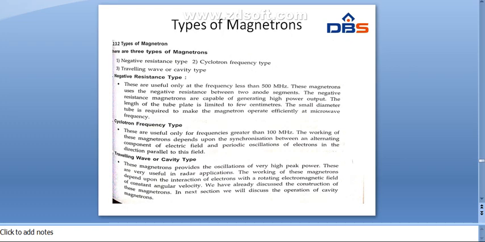So next, the types of magnetrons. Here we have different types of magnetrons. The first is the negative resistance type. The second one is the cyclotron frequency type. The third one is the traveling wave or cavity type. So these are the types of magnetrons.